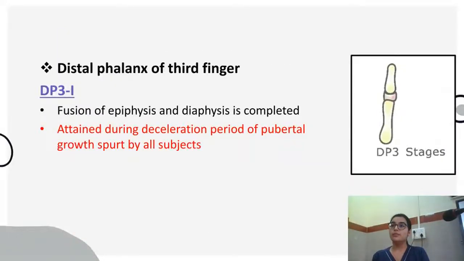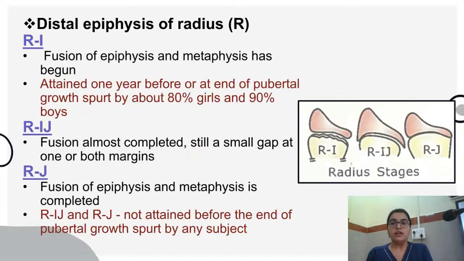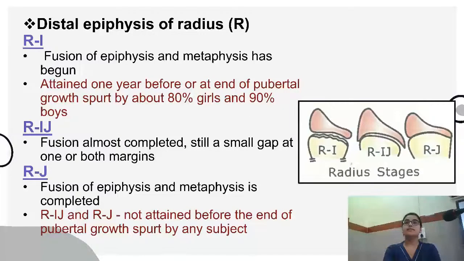Fusion of epiphysis and diaphysis is completed in the distal phalanx of the third finger, and it is attained during the acceleration period of the pubertal growth spurt by all the subjects. In the I stage, fusion of epiphysis and metaphysis has begun, and this is seen at the end of the pubertal growth spurt in about 80% of the girls and 90% of the boys.